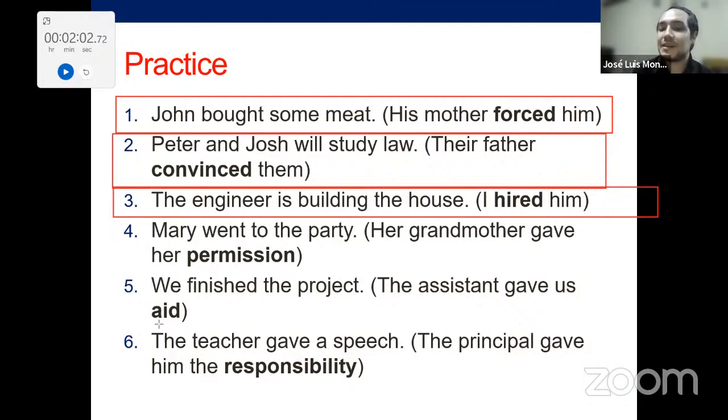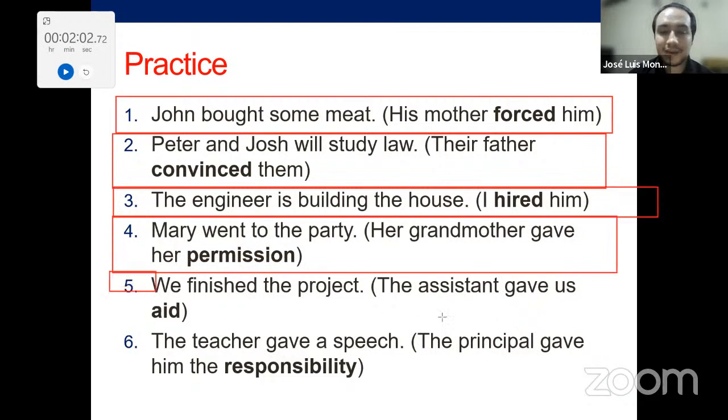We know that let is the same in the 3 possible conjugations, right? Let. Present, past, and past participle. So good. Mary's grandmother let her, right, go to the party. We also use base verb. Thank you, Karen. Number 5 is for you, please, Micaela.